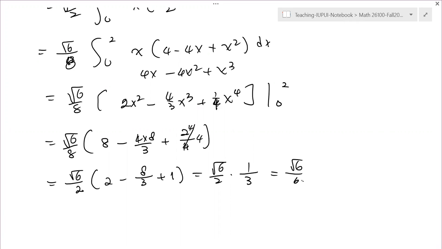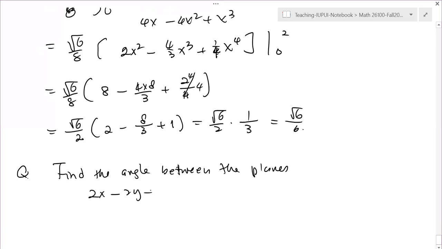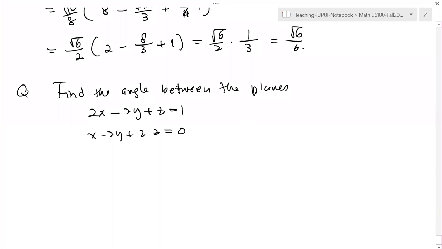Now, what else should we do? Okay. Our next problem is let's find the angle between two planes. This is not a very common problem. The planes are 2x minus 2y plus z equals 1, and x minus 2y plus 2z equals 0. Now, how do you find the angle between the two planes?